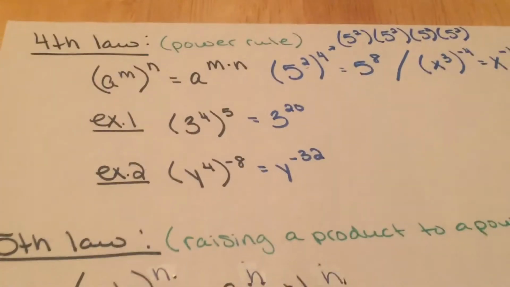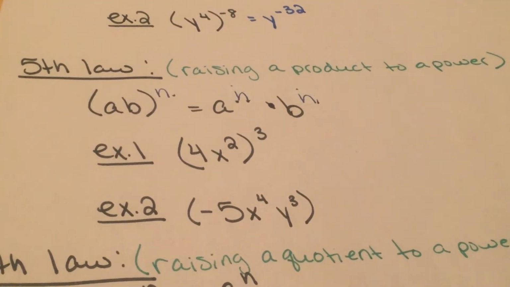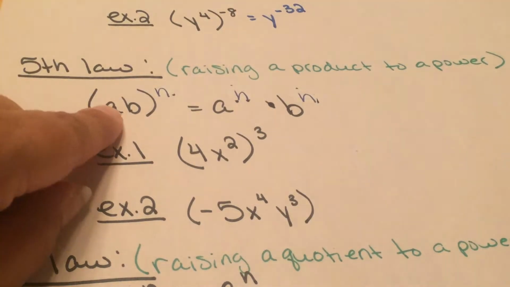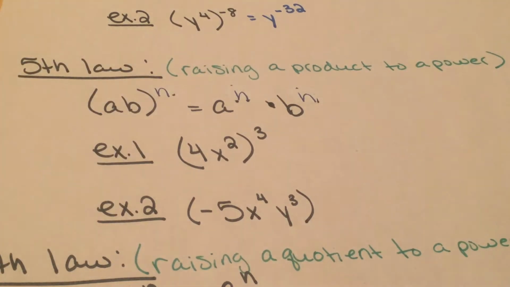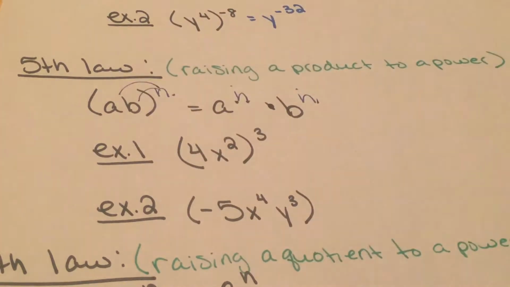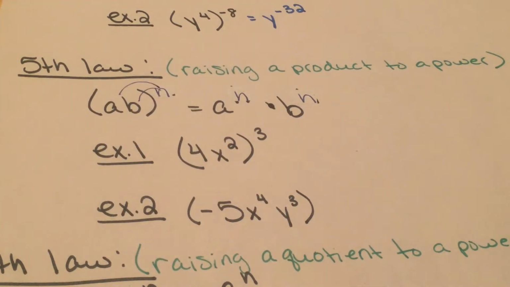to our fifth law. And this is raising a product to a power property. What this tells us is anytime we have a times b raised to the nth power, we can separate that and make that n an exponent for both the a and the b. So it's going to be a to the nth power times b to the nth power. Not a times n, a to the nth power. Sorry. So if we look at this one, what does this look like?